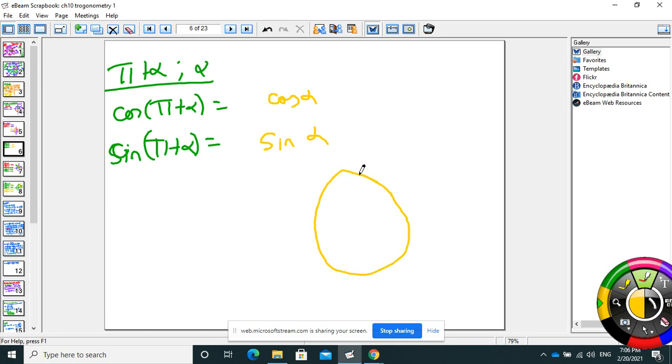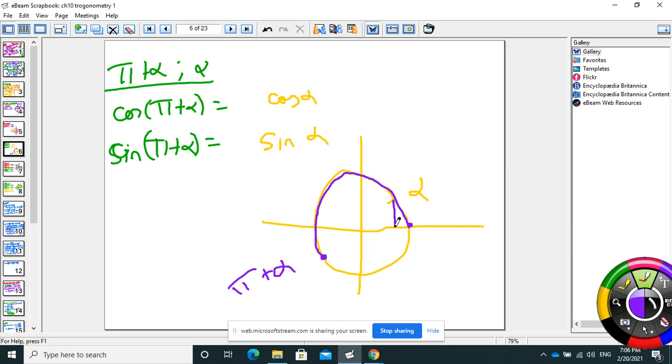I draw my unit circle. I always need to locate in which quadrant. This is alpha. Where does pi plus alpha end up? Here I'm doing pi, meaning 180 plus alpha, and I became here in this quadrant. So this is pi plus alpha, and in quadrant 3 they are both negative.